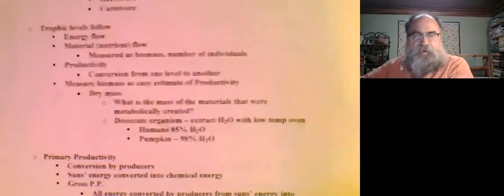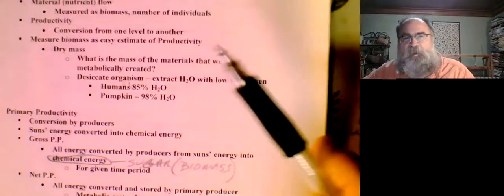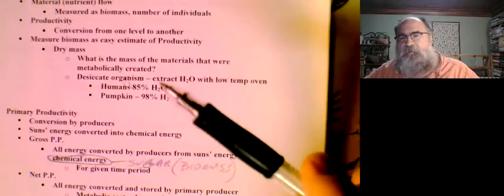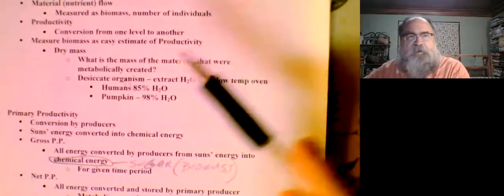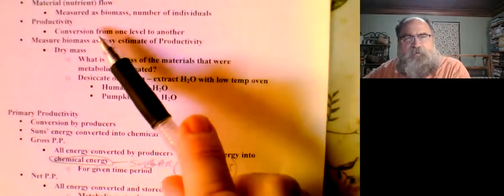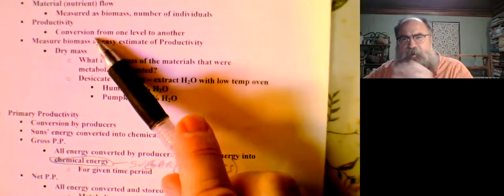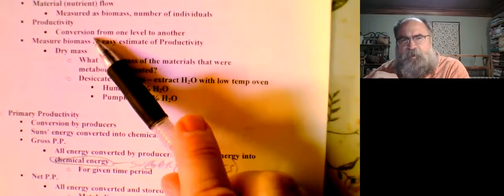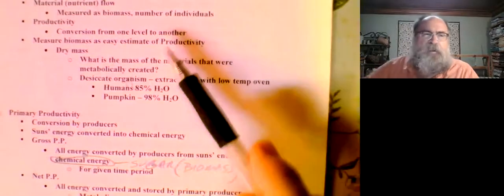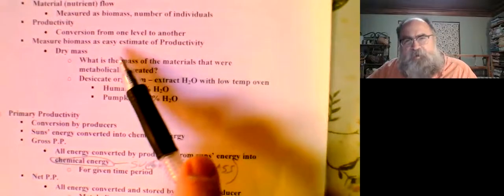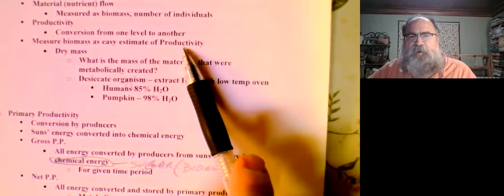The process of converting from one level to the other has to be measured somehow. It's science. You got to measure, quantify it. And so the productivity that we saw, what makes the biomass from one organism transfer to another organism, that's productivity, conversion from one level to another. And so biomass, we'll use that as our proxy for productivity.